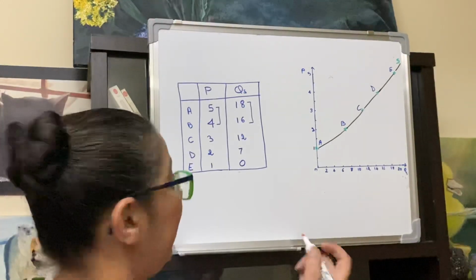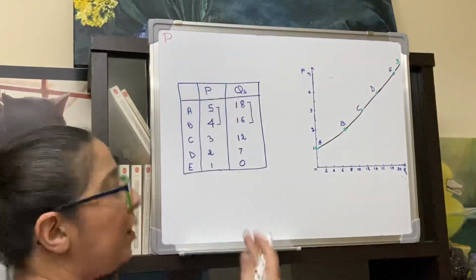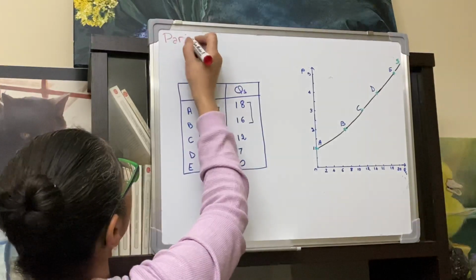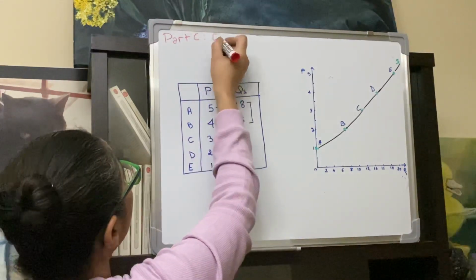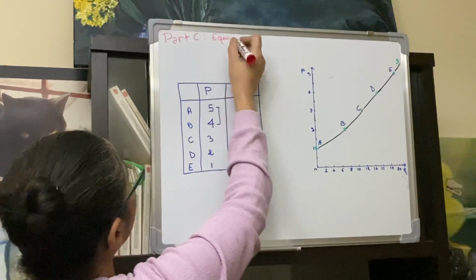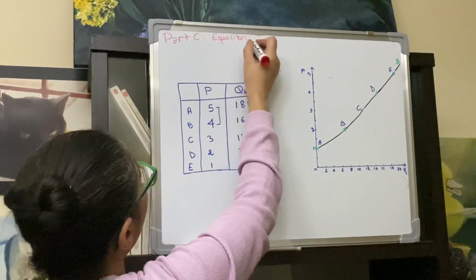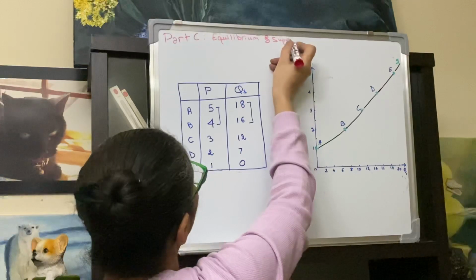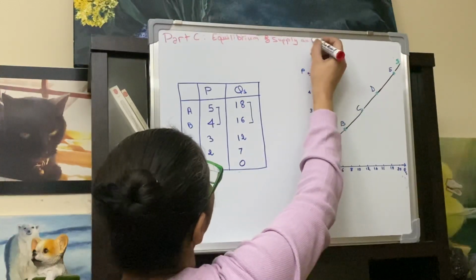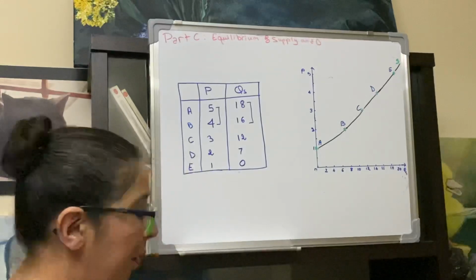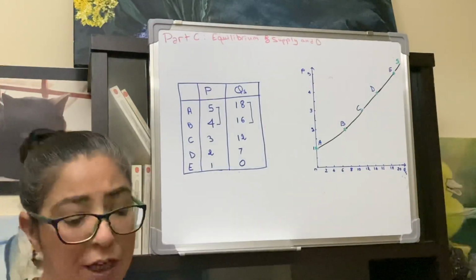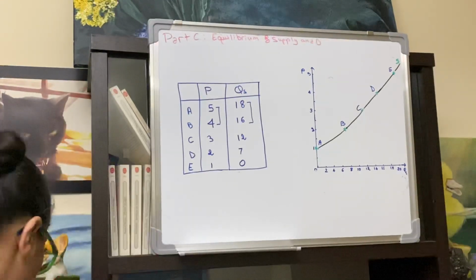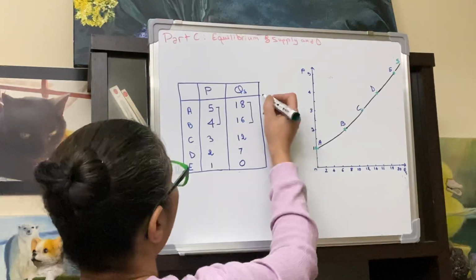Now we're going to see part C, and that's the important part. Of course, all the others are important, but this one is kind of harder when it comes to calculations. So part C, equilibrium of supply and demand. I kept this here for the simple reason we're going to add to it another column for the quantity demanded that we have seen before.